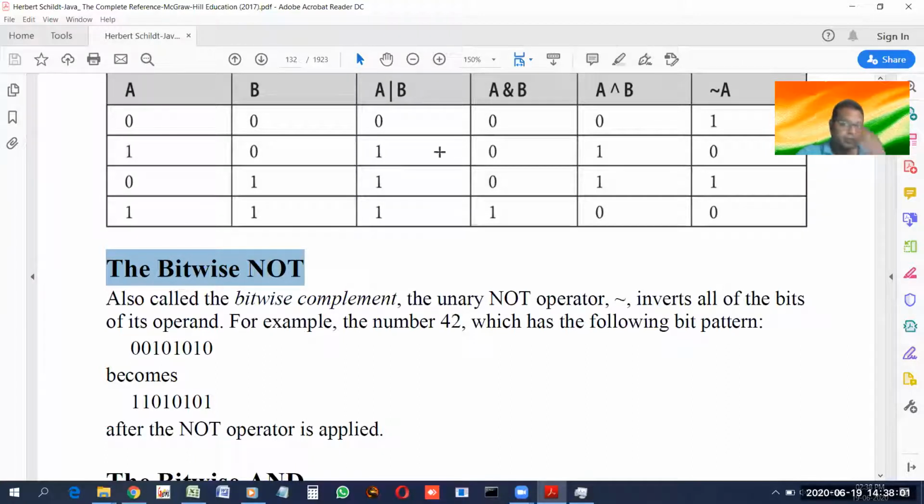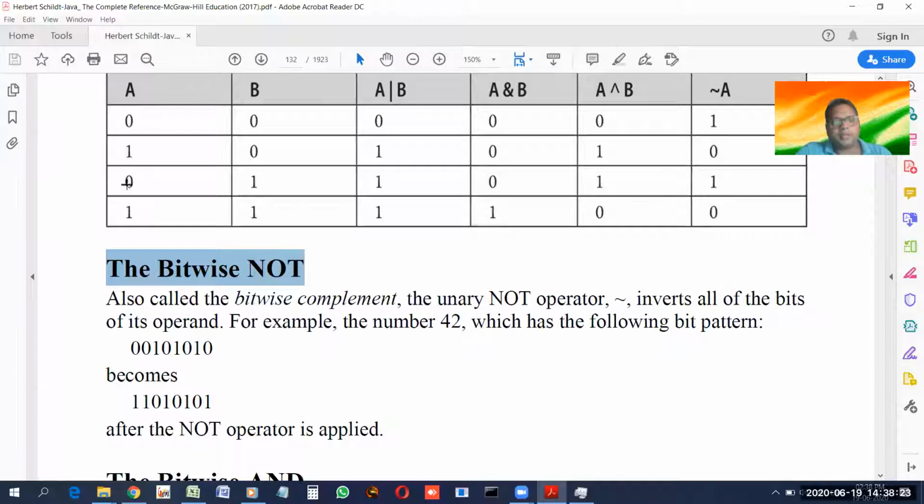This is true. But in AND, what happens? All the things should be true, then only. But here B is 0, so the overall result becomes 0. XOR also works same as OR. The only difference is when all the inputs are 1, then it becomes 0. This is the difference between OR and XOR.